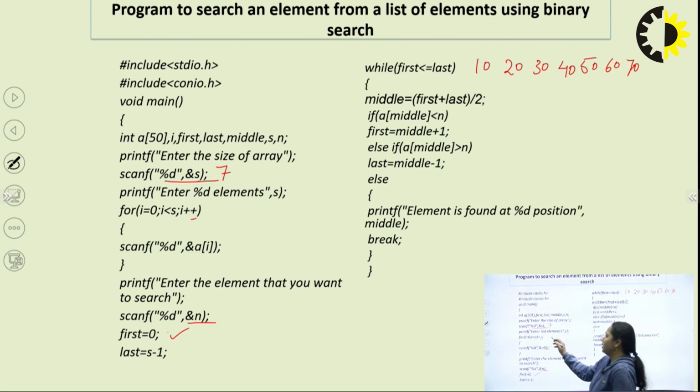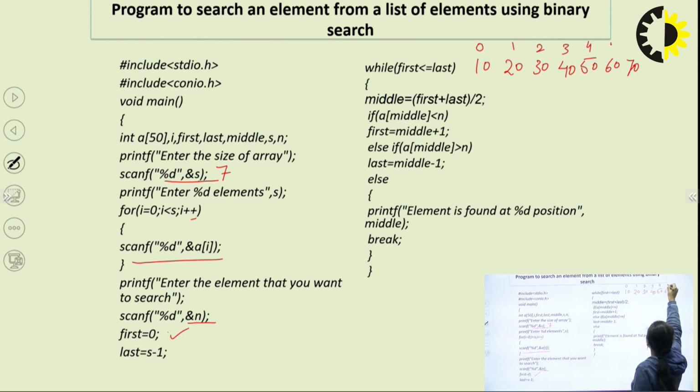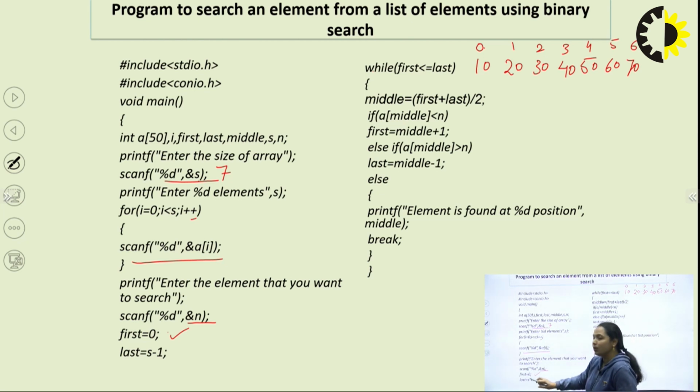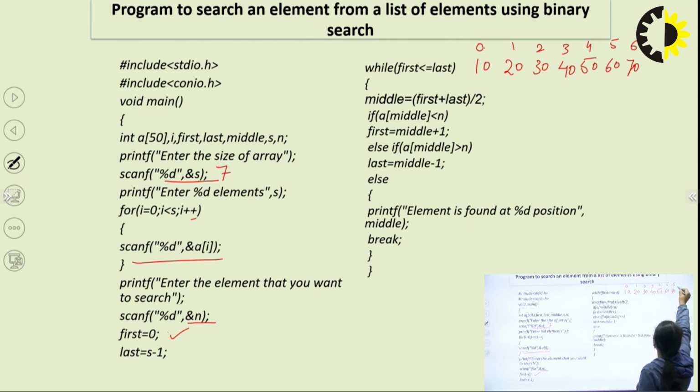Now, till here we have taken the input. What are the positions, that is, the lower bound and upper bound of the array? They are 0, 1, 2, 3, 4, 5 and 6. Now it is clear that first is equal to 0 and last is equal to s minus 1. What is the size entered by the user? It is 7, and the upper bound value is s minus 1, that is 6.